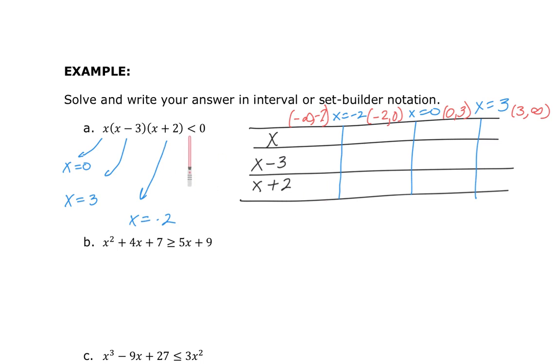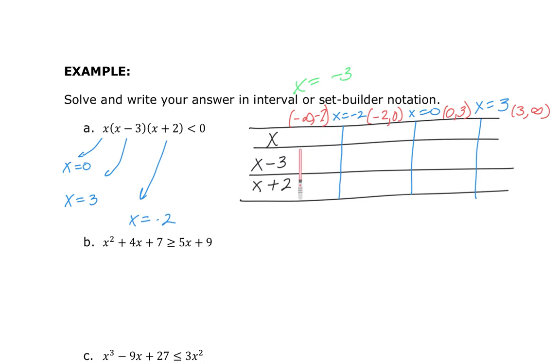So even if this inequality was less than or equal to, rather than strictly less than, I still would break up the inequality like this with open parentheses, not closed brackets. So I'm going to choose something on the left side of -2. So let me choose x is equal to negative 3.